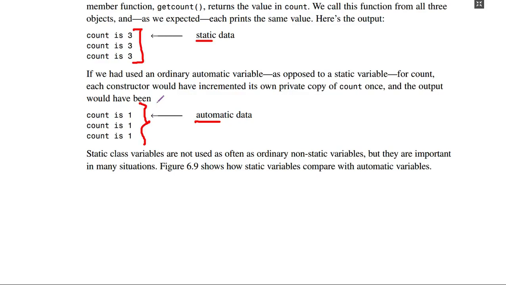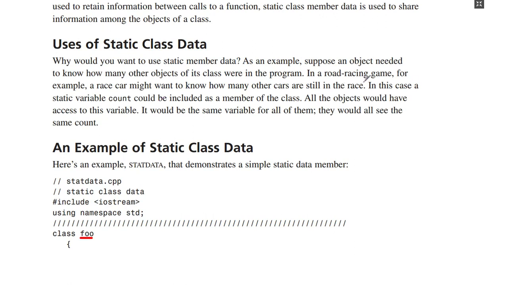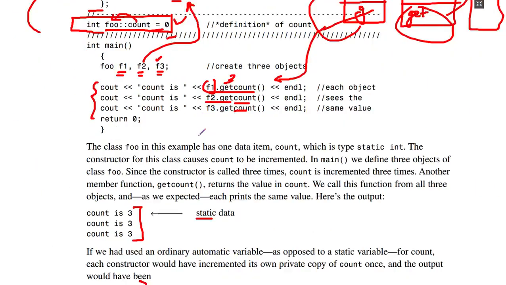And why is it important? It's shown over here that at times we might, for example, say there is a road racing game. So you have the different objects, which are the cars. Then each car must know how many of the other cars are in the race. So all the objects should have access to one common variable, which would be the number of cars still currently in the race. In that case we would make the count a static variable. So for each of them it would be one variable.